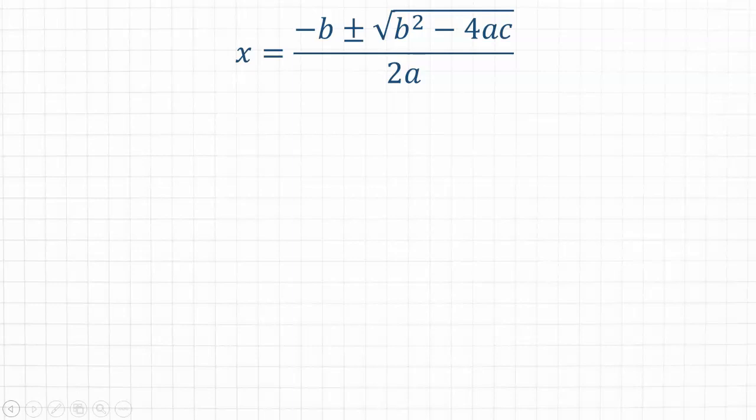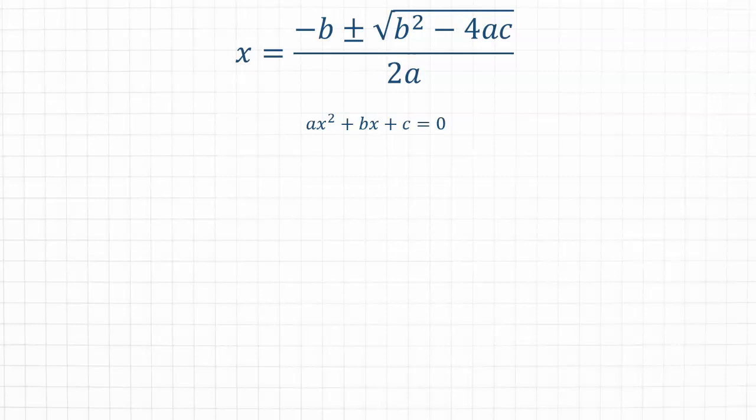The formula itself is based on the fact that quadratic equations are generally in the form ax squared plus bx plus c equals 0. Now a, b, and c are numbers. You will note that there are no negative signs in the equation, but in real equations there would be negative signs. This means that a, b, and c can be positive or negative numbers.